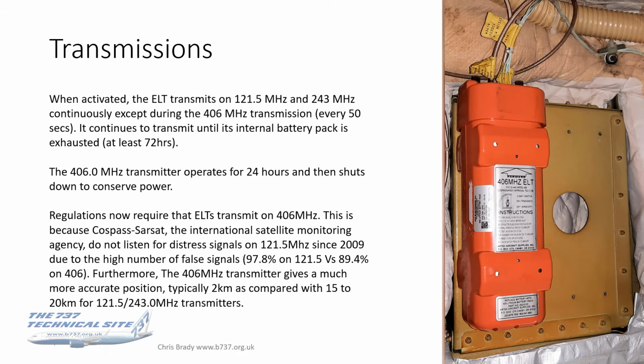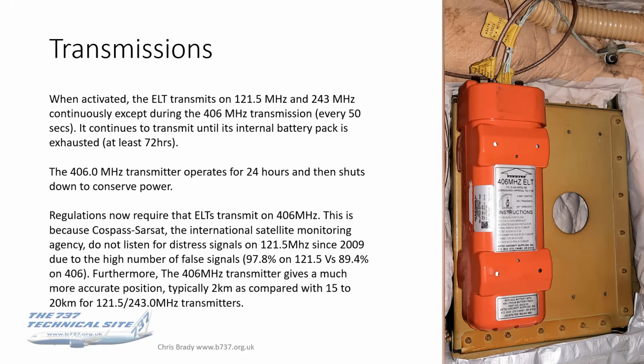And it'll continue to transmit until the internal battery pack is exhausted, which they guarantee for 72 hours, or at least 72 hours. The 406 meg transmitter will operate for just 24 hours and then shut down to conserve power, because the higher frequency takes more of a drain on the battery. Now, in actual fact, the 406 one is the one that's very likely to be picked up by satellites, and satellites will find it within 24 hours, we are assured.